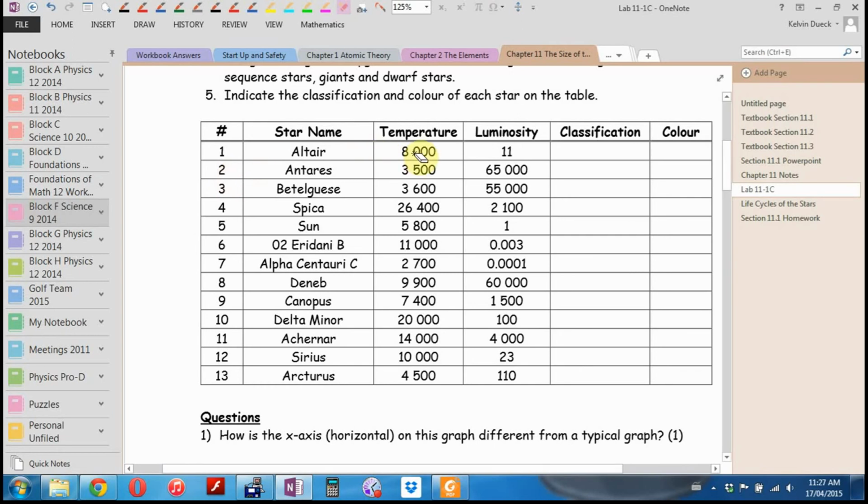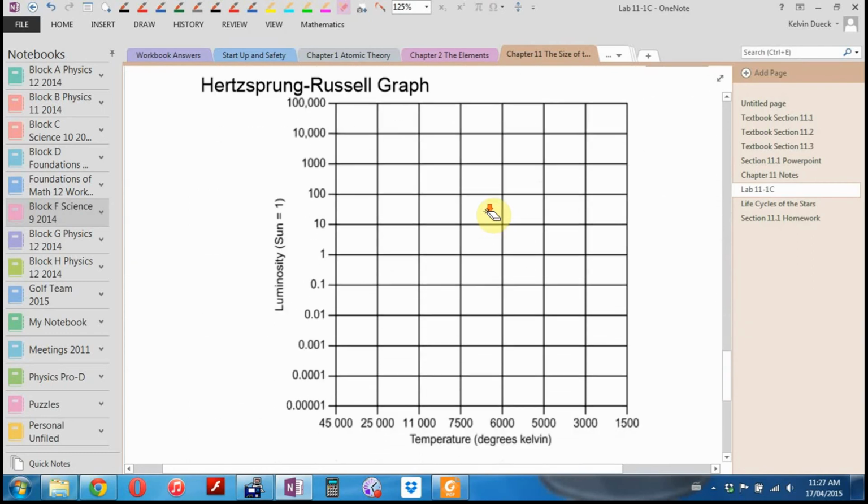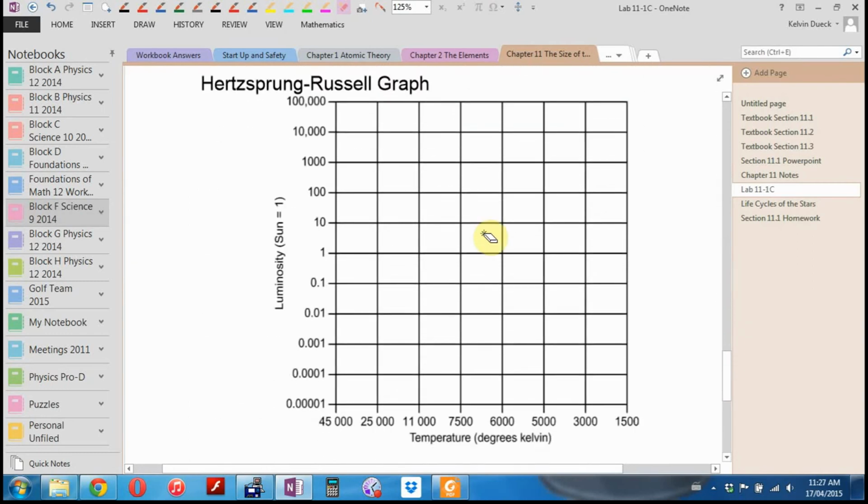So let's do number 1 together. So Aiden, you're going to remember, because I have to scroll to a different page, you're going to remember the temperature. Amelia, you're going to remember the luminosity. So you're going to remember 8,000, you remember 11. Let's all go to the graph paper. What was the temperature, Aiden? 8,000. Which would be just to the left of 7,500. What was the luminosity? 11, which is slightly above 10. Let's all of us on our graph paper put a big dot right there, and that's star number 1.